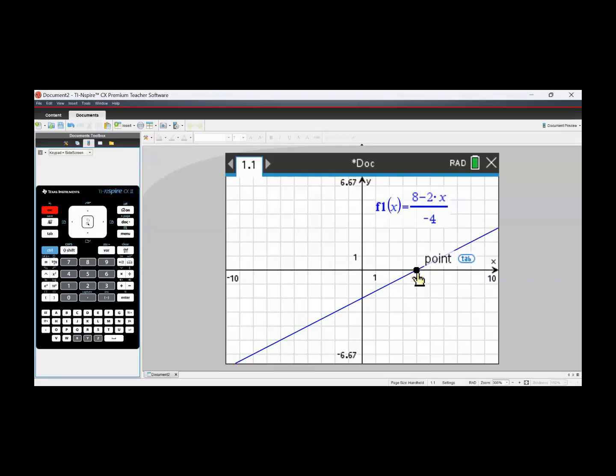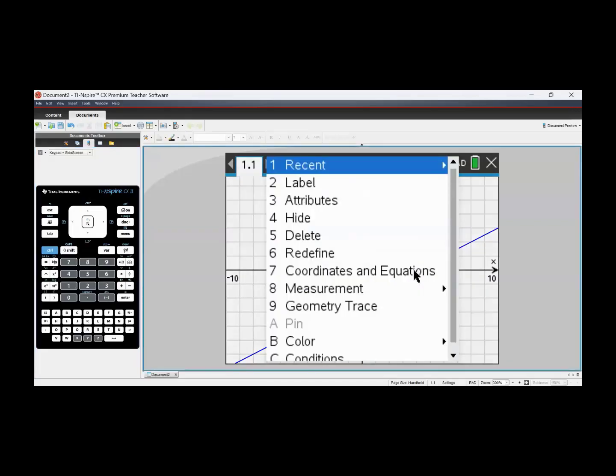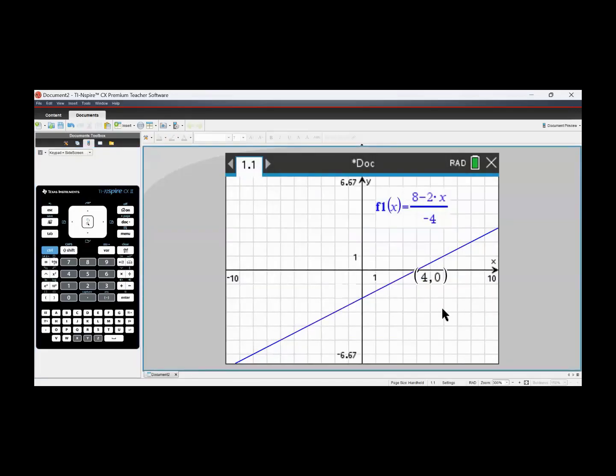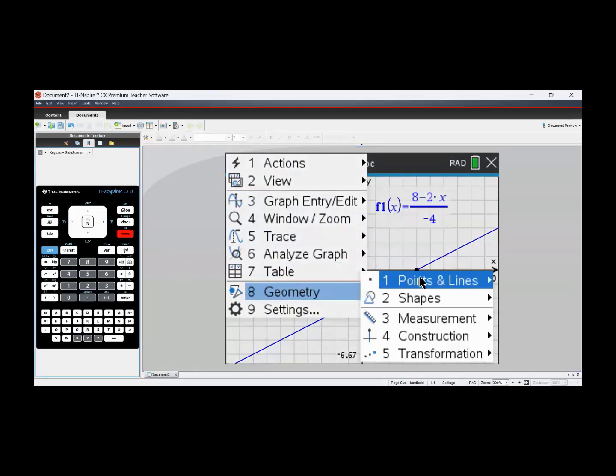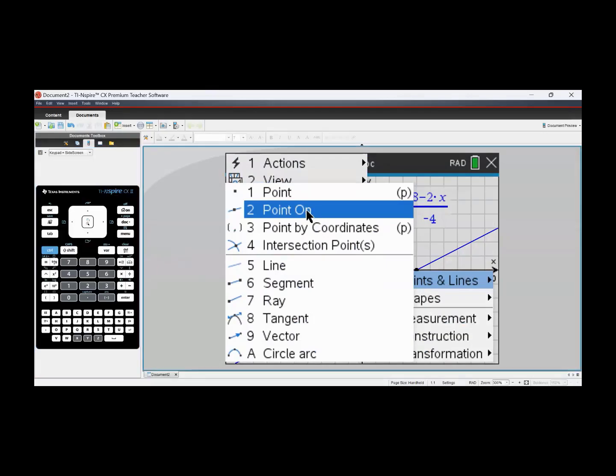Now to review, once we know we have the point, we can point at it. See how the finger's pointing and it says point. If I press control menu, then coordinates and equations, now I have the coordinates. So if you forget to do f2 of x equals 0, then you have to remember how to find that point. Okay, other things you can do. You can also, from that geometry menu, geometry, points and lines, put a point on.